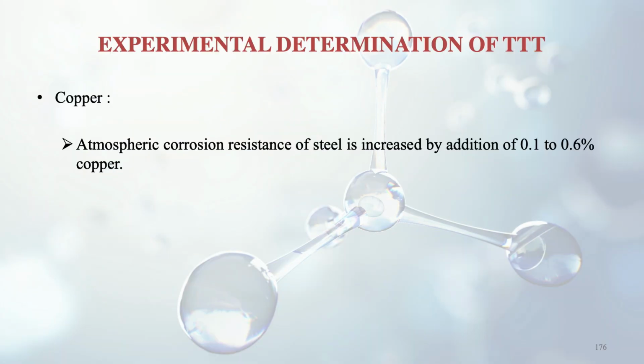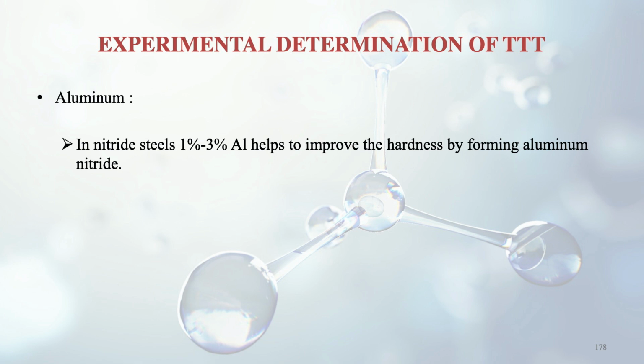The next element is copper, and atmospheric corrosion resistance of steel is increased by addition of 0.1 to 0.6% of copper. Further, aluminium, what does aluminium do in combination with the steel? In nitride steels, 1 to 3% aluminium helps to improve the hardness by forming aluminium nitride. So it will react with the nitrogen there and form aluminium nitride, and thus it will improve the hardness of steel.